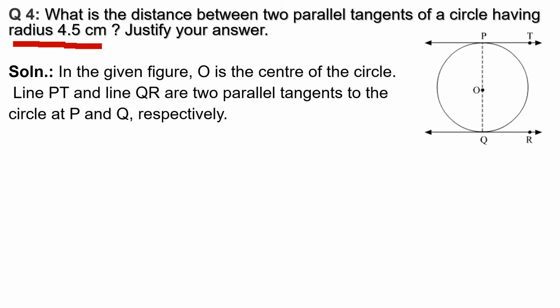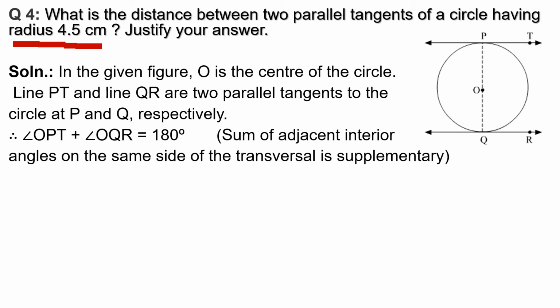Okay, so let us start. In the given figure, O is the center of the circle and line PT and line QR are two parallel tangents to the circle at point P and Q respectively. Angle OPT plus angle OQR equal to 180 degree. Sum of adjacent interior angles on the same side of a transversal are supplementary.